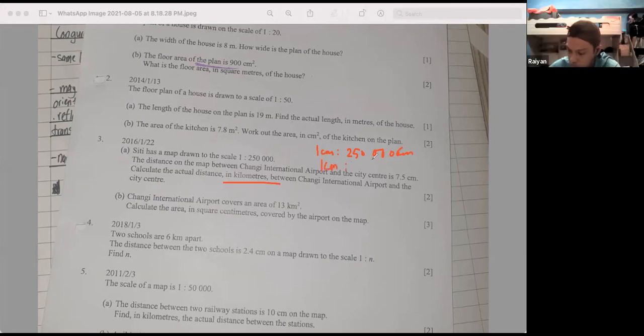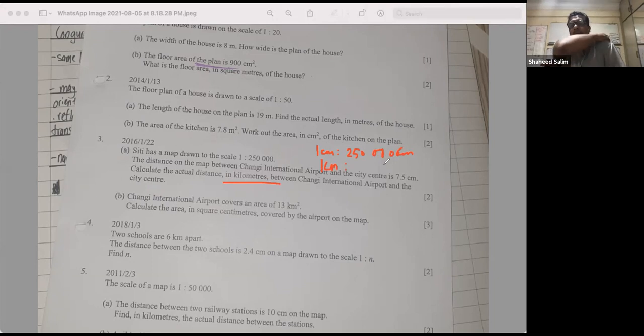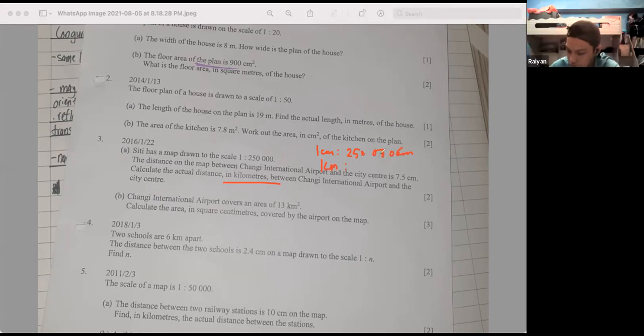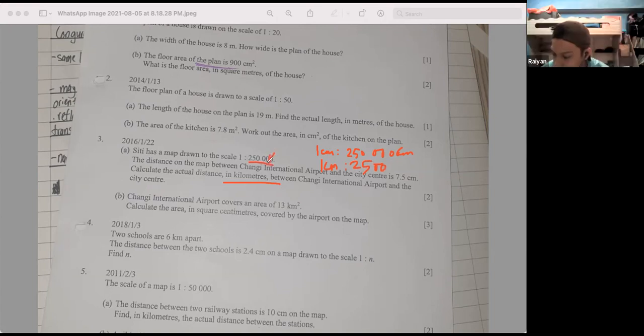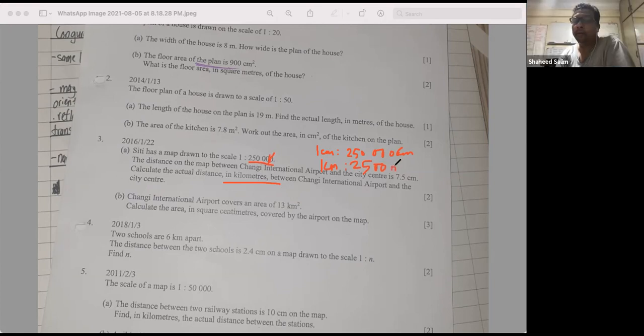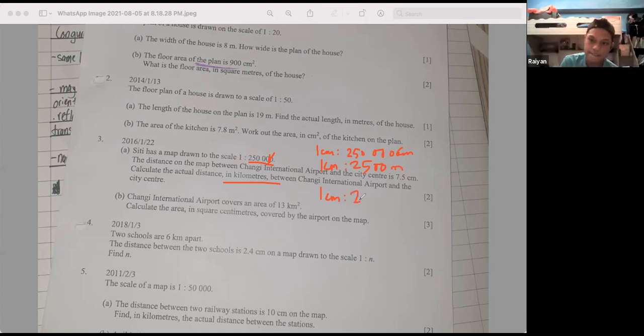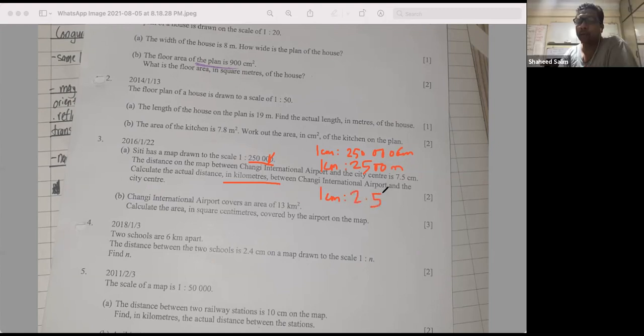Meter to cm is 100. Divide by 100 first. Meters. No, 250,000 divide by 100. Cancel the zeros. What to put over here? Okay. Then now, 2,500 meters. Now you can change to km. 1 cm, now you divide by 1,000 now. This one, meter change, divide by 1,000. How much you get? 2.5 km. Now you know you can do it now.